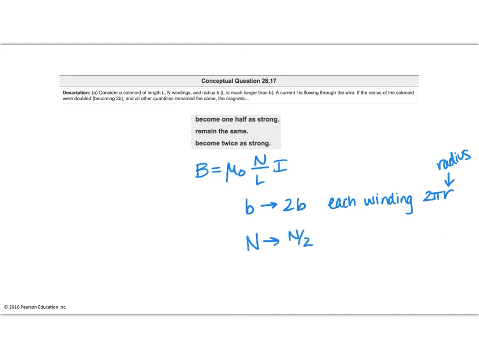But if we do that as well, the length of the whole solenoid will also decrease by a factor of 2. And so when you put that into the expression up here, those two changes will actually offset each other, and the magnetic field will remain exactly the same.